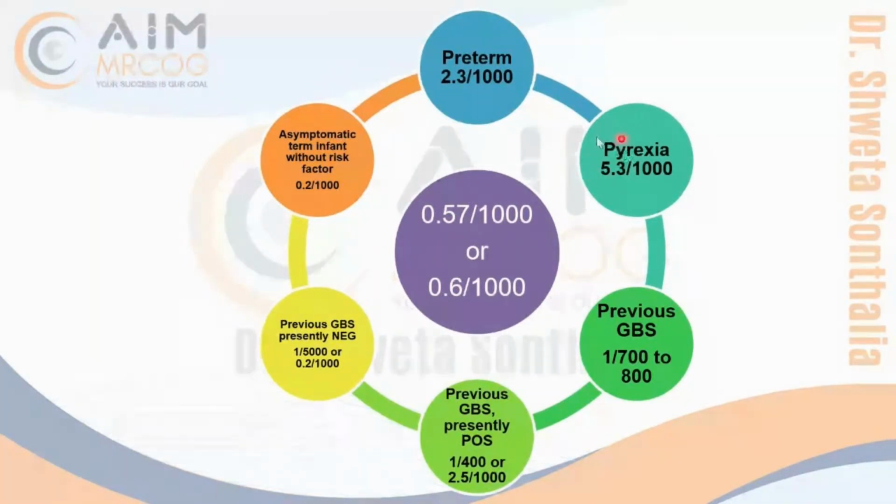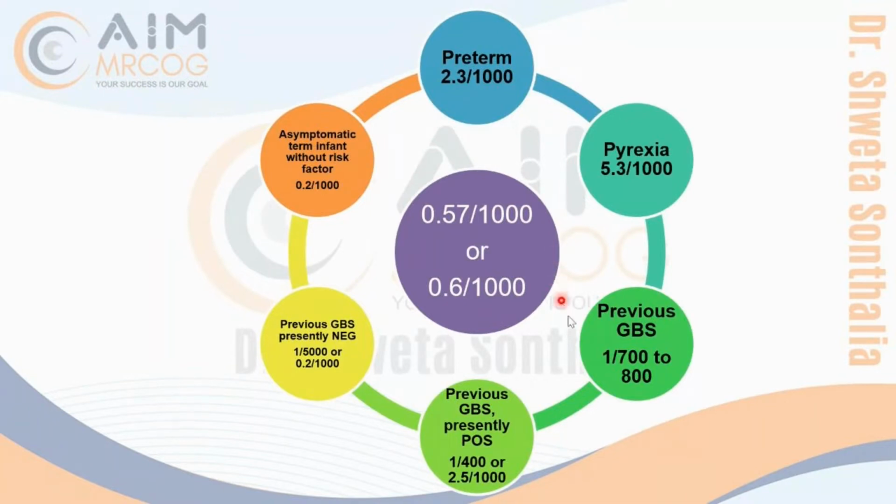If she develops pyrexia, intrapartum pyrexia, it becomes 10 times, right? From 0.5, it has become 5.3. So almost 10 times it has increased. So preterm and pyrexia is something you are going to treat with the prophylaxis irrespective of the status.